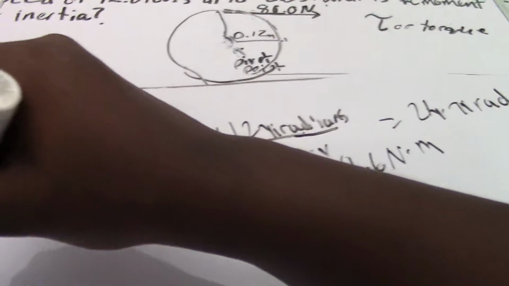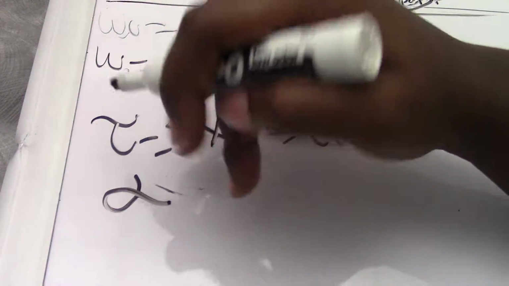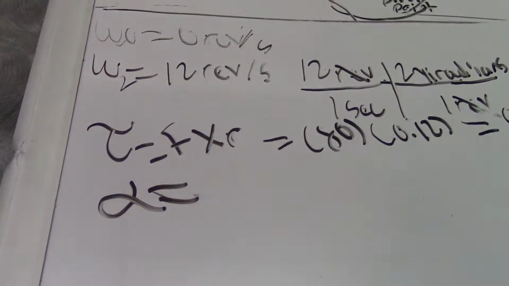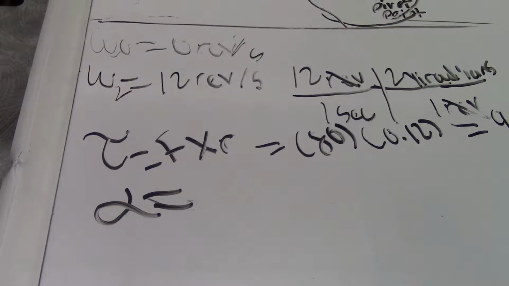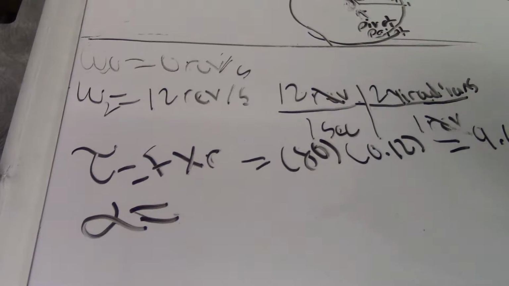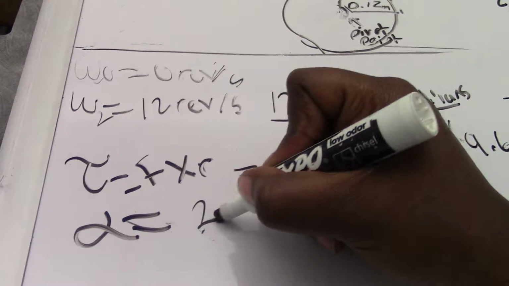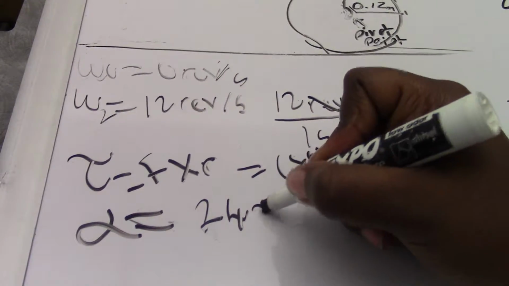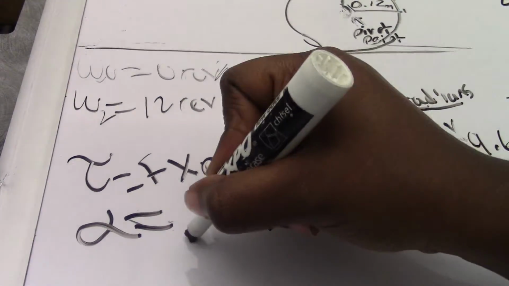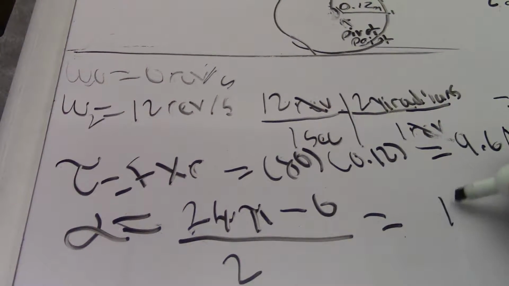And so our angular acceleration is going to be similar to our linear acceleration. It's going to be the final angular velocity minus the initial over the time. So it's going to be 24 pi minus 0 over 2 seconds, which is pretty much 12 pi.